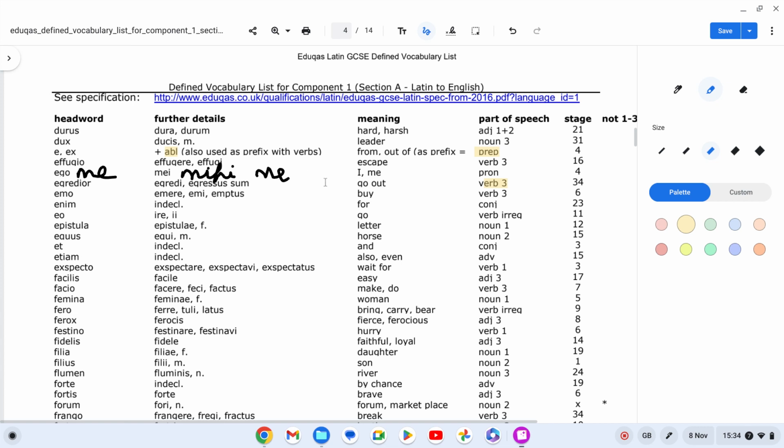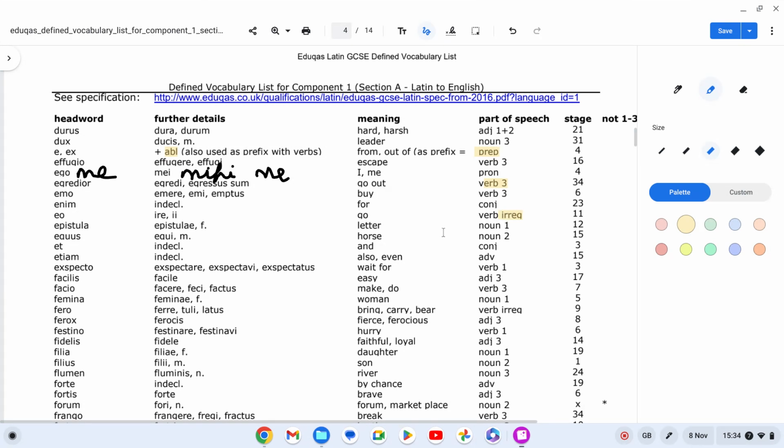Next, emo, emere, emi, emptus. Unfortunately there's not a huge amount I can say about this one. It means buy. Apparently you met it quite early, so maybe you've met it lots and you remember it, but there's not something I can say. Maybe it'll help you to remember it: if you buy lots of things, your purse will be empty. But no, I don't think that'll help. Next, enim means for, as in for he was the bravest man that had ever lived. That sort of for.